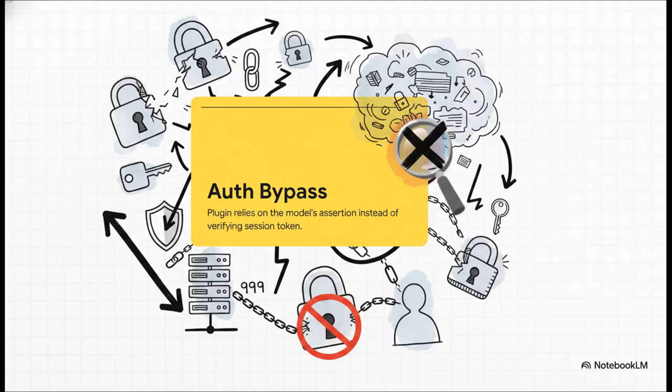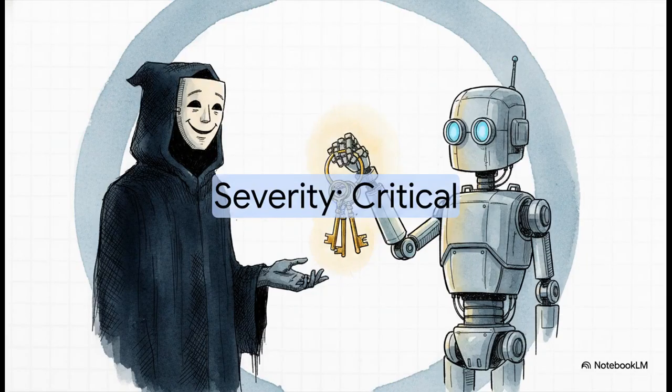The golden rule is that the model should never, ever be able to assert authorization on behalf of a user. The plugin has to independently verify the request against a real, authenticated session token. Which is exactly why this is another critical severity finding. You absolutely cannot have a plugin just taking the LLM's word for it. Without independent verification, anybody could pull any record they want, just by asking the AI with enough confidence.